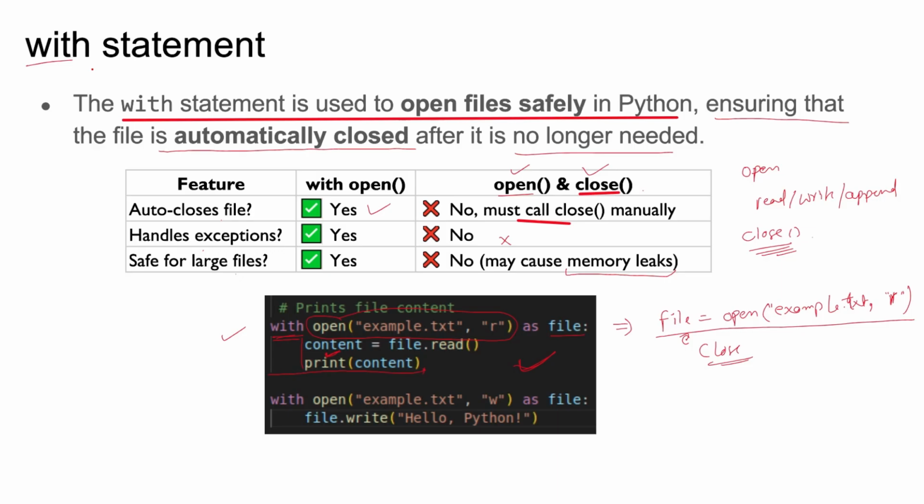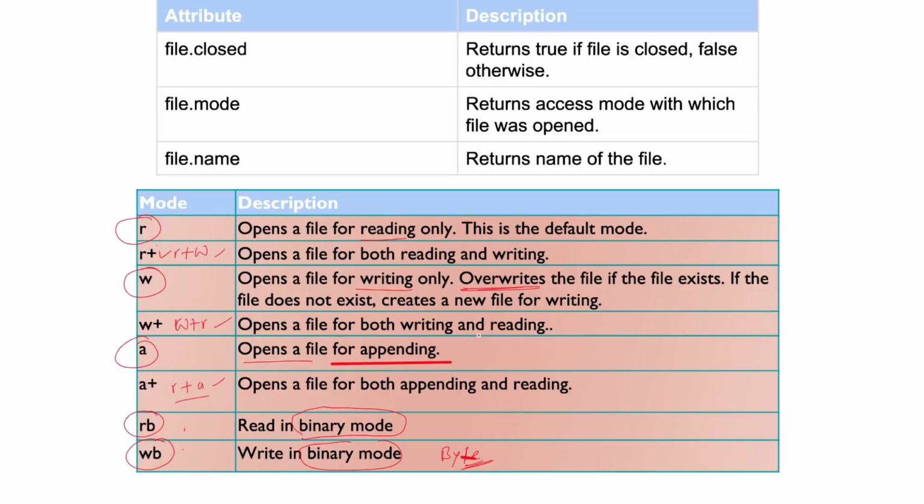Also we have some attribute. If you see back your file attribute, if you want to check whether your file is closed or open, then if it is closed, it will return you true. Otherwise it will return you false, right? True or false. Mode, you can also check file mode, whether it is a read mode, write mode, or append mode, or R plus mode, or W plus mode, or A plus mode.